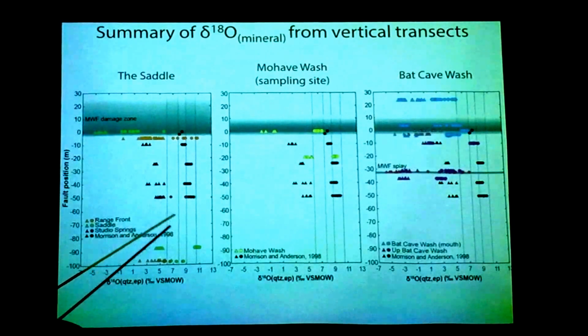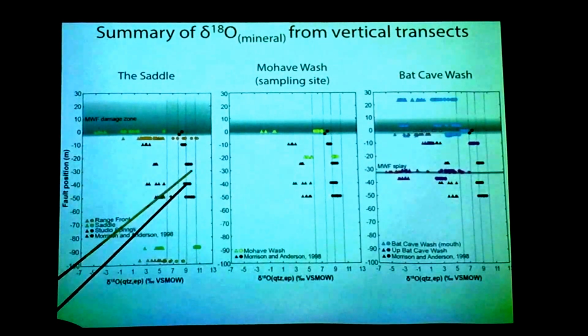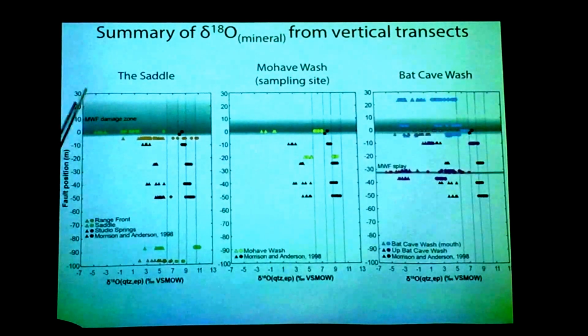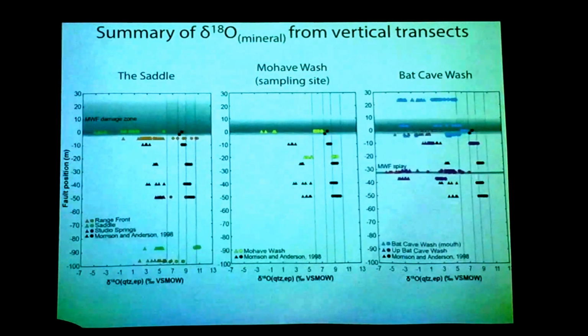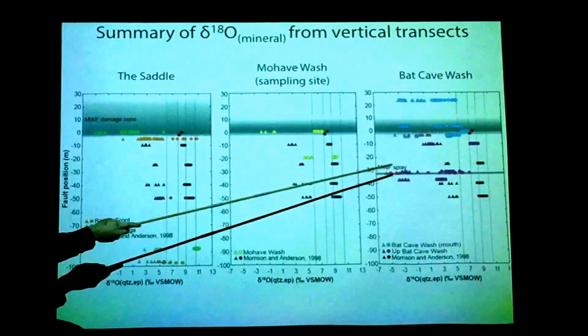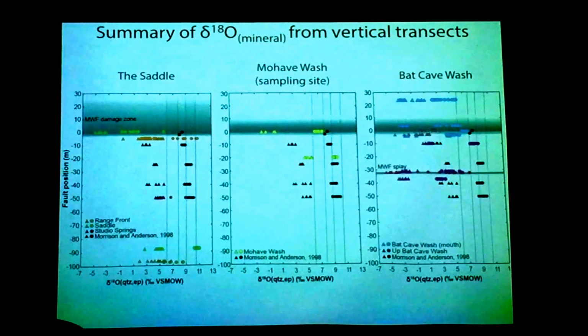But what you see consistently across vertical transects is a shift to lower delta 18 values in both quartz and epidote within the damage zone at the given site. Some variability is seen within the footwall Back Cave Wash. This is interpreted to be due to that observed Mojave Wash display.